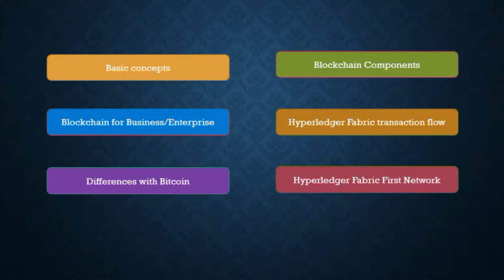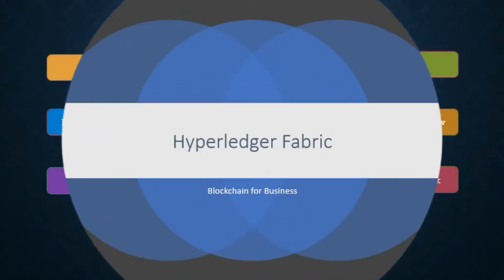Then we'll also discuss in detail the blockchain components, so it will be the components of Hyperledger Fabric. Then we'll see the Hyperledger Fabric transaction flow, and we'll get hands-on with Hyperledger Fabric. We'll try to build the first network with Hyperledger Fabric version 1.2.